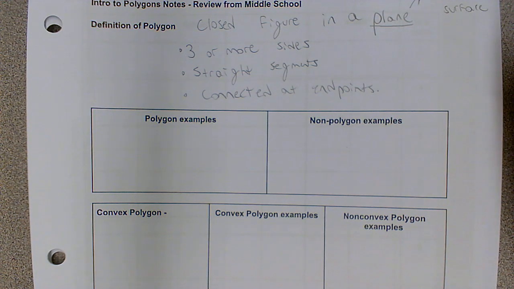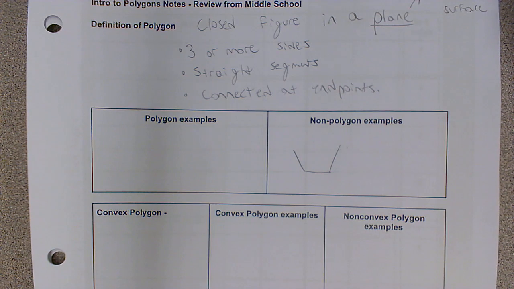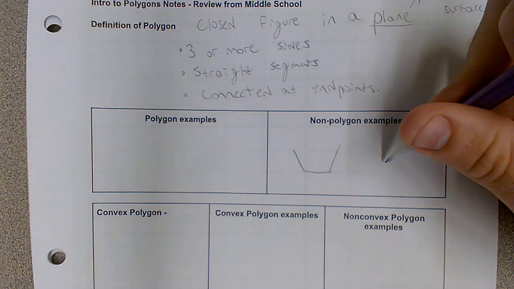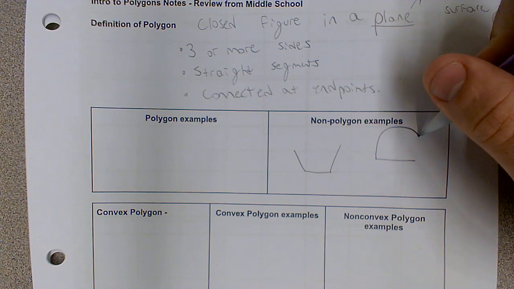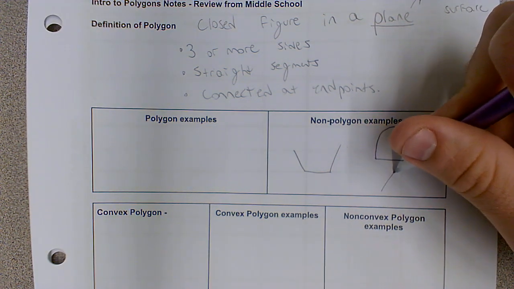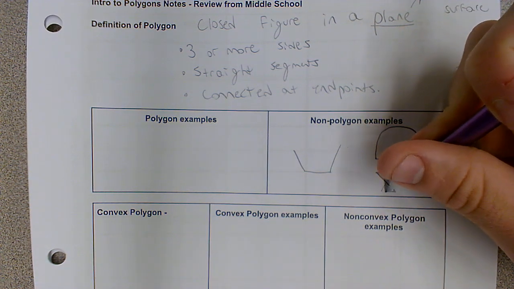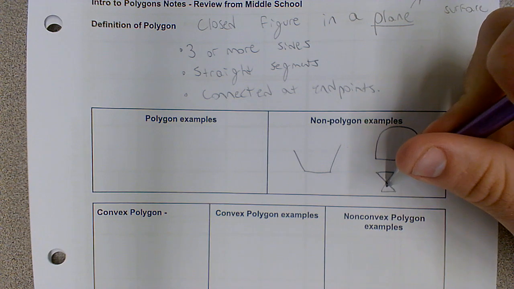So I'm going to start with examples of non-polygons. This thing is not a polygon because it's not closed. This thing is not a polygon because it is made up of stuff that is not straight segments. It has a curve in it. And this sort of hourglass shape is not a polygon because its segments connect at something other than endpoints. This one's actually 2 triangles stuck together.